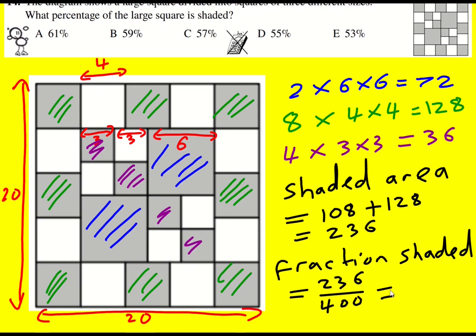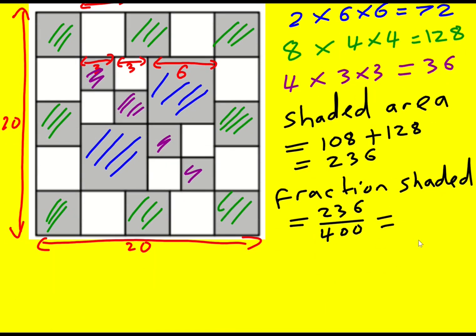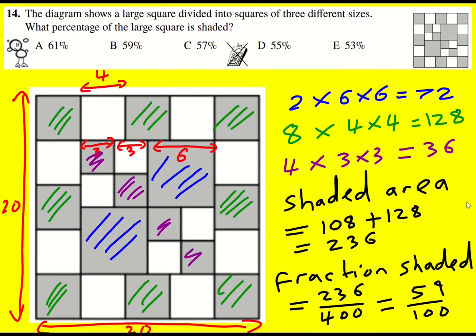And I want to get it as a percentage, so now I need to cancel it down. I could either halve it and then halve it again, but I think I'll just divide 236 by 4, divide top and bottom by 4. So 4s into 23 go 5, remainder 3, and then we're going to get 4s into 36 go 9. So it's going to be 59 over 100, and hence 59%. So I hope you're happy with that. No fractions until the very end.